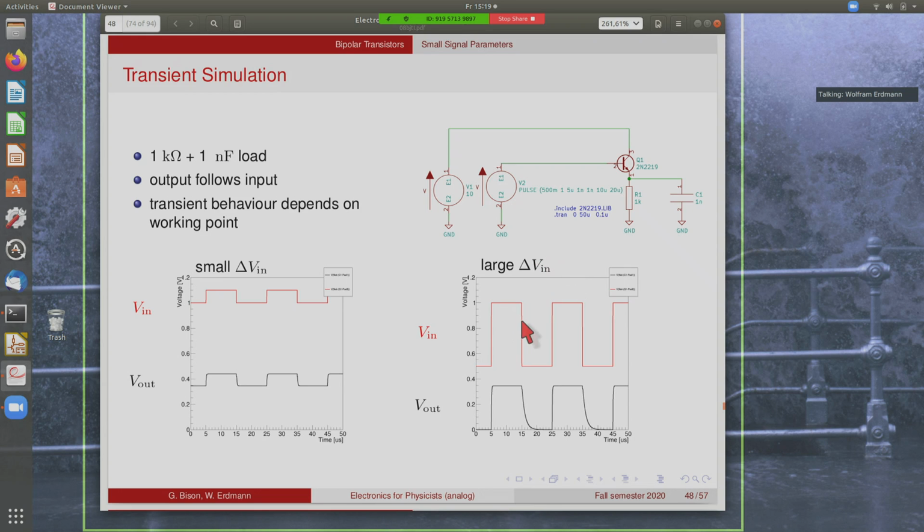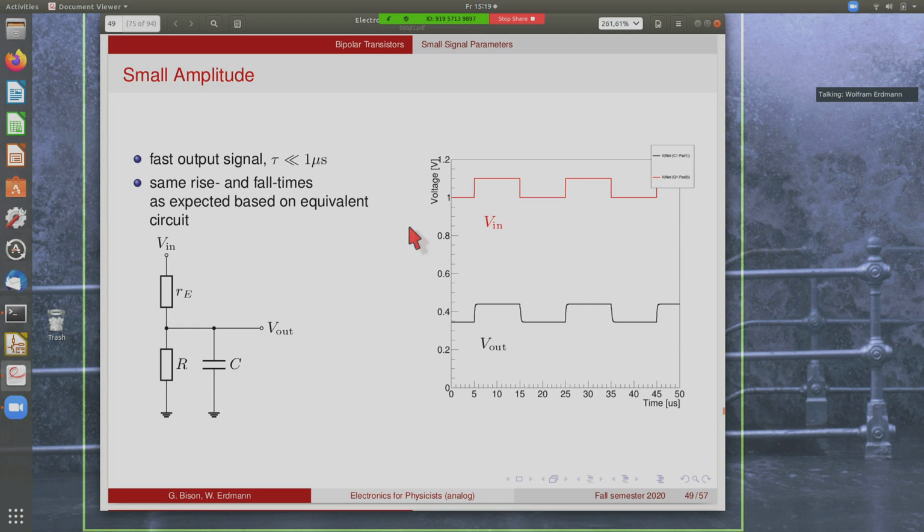Now, if you increase the amplitude of the input, and this is what we're doing here, going between 1 volt and 0.5 volt, then the picture changes a bit, which is of course due to the fact that below 0.7 volt the transistor doesn't really work anymore. Now what we see is it rises very quickly, but it falls very slowly. This is the behavior that you get when the transistor cannot work anymore. Then the discharge of this capacitor is only through the 1 kilo ohm resistor, and you get a very slow fall time.